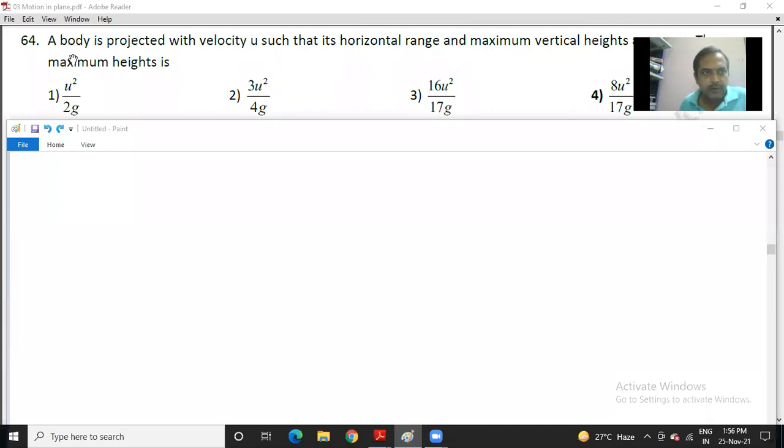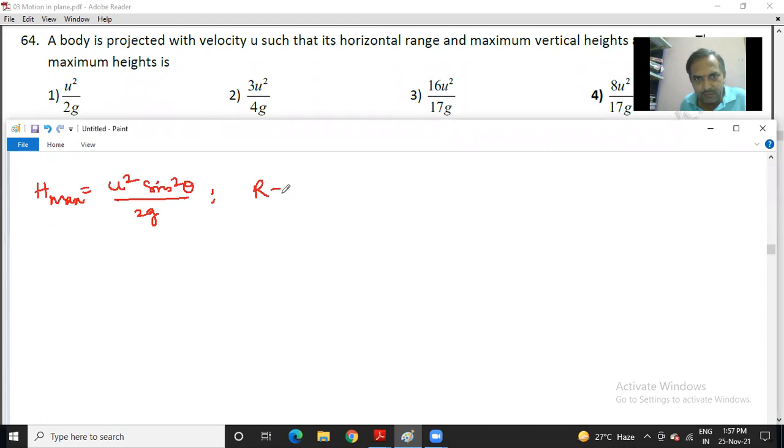First question. A body is projected with velocity u such that its horizontal range and maximum vertical height are the same. We need to find out the maximum height. So get back the equation of maximum height, that is u square sine square theta by 2g. Now, by the given data, you can write range is equal to h max.